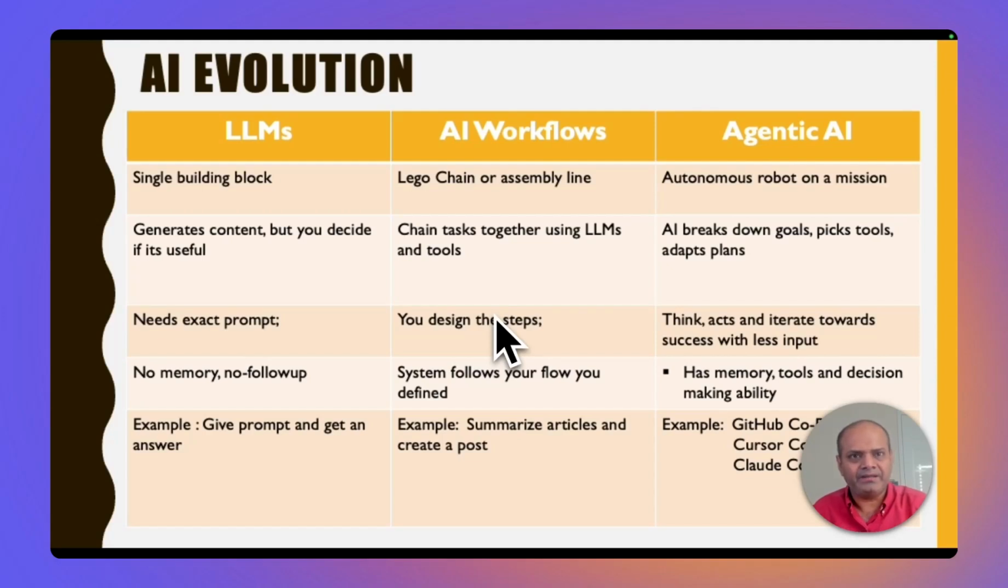And agentic AI is an autonomous system within the goal boundary. It breaks down the tasks, understands what tools it needs to use, adapts a plan, and achieves the goal. So it thinks, acts, and iterates towards success with minimal input. Again, it has a concept of memory and tools, and it also has decision-making ability. A couple of agentic systems that we have seen are GitHub Copilot coding agent, Cursor, the famous coding agent, and the Claude Code agent. So these are the agentic systems which are used currently within software.